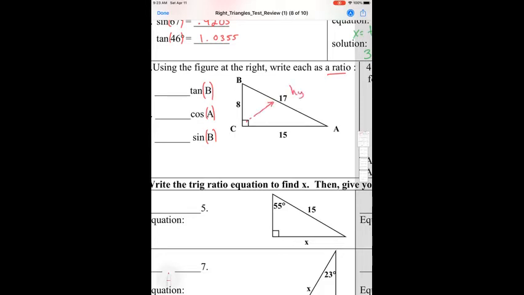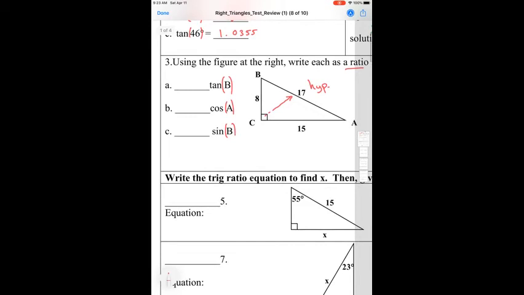That's always going to be your hypotenuse. What is changing is your opposite side and your adjacent side, depending on your angle of reference. So for 3a, letter A, it says tan of B. That means if B is my angle of reference, across my angle of reference I have my opposite side, and next to it I have my adjacent side. One thing we have to remember is tan is always opposite over adjacent. So my ratio, or my answer, is going to be opposite, which is 15, over adjacent, which is 8.